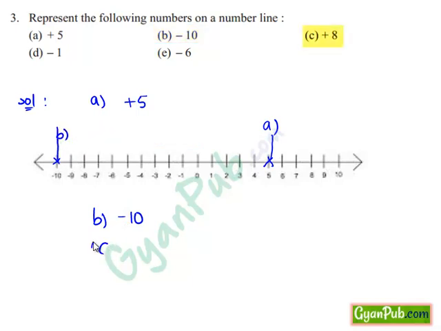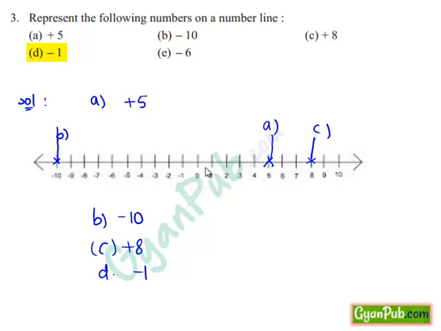To point out C, plus 8. Plus 8 is a positive integer. It lies on the right side of 0. Here 6, 7, 8. At 8, C.